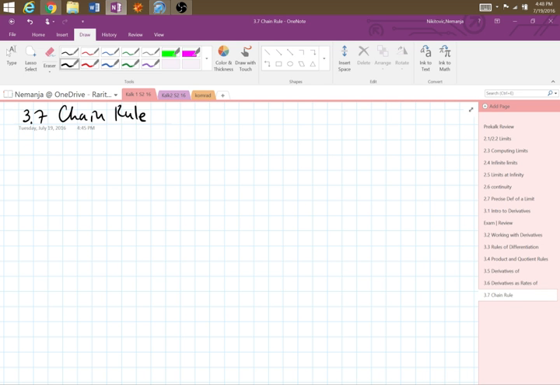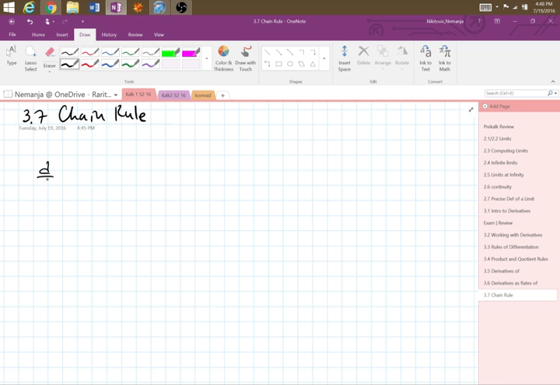So this might be one of the most important lessons of the semester, because we are learning how to take the derivative of function composition, and almost every single derivative out there is a function composition, because we know how to take the basic ones using the formulas that we memorized.